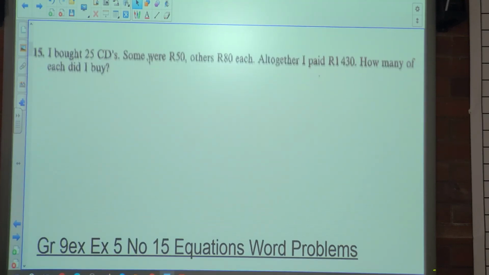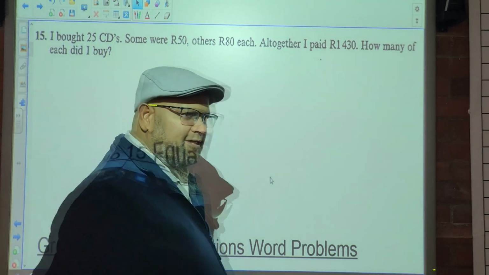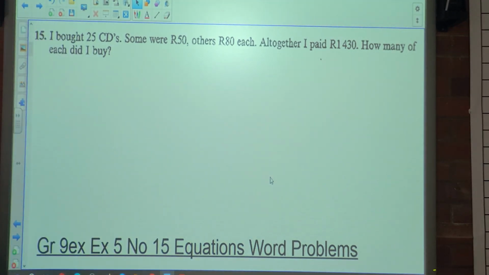So in number 15 we are told, I bought 25 CDs. You guys know what CDs are, no? Yes. I bought 25 CDs, some were 50 Rand and others were 80 Rand. Altogether I paid 1,430 Rand. How much of each did I buy? So how many CDs did I buy in total?